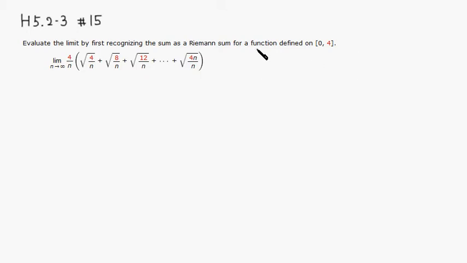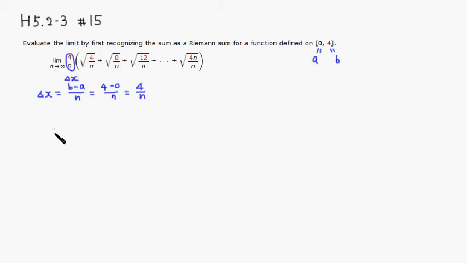Since this is a function defined on the interval from 0 to 4, a is 0 and b is 4. So if you look at delta x, which is b minus a over n, in this case b is 4, a is 0, so you can see that 4 over n is delta x. So we can see that here, this is our delta x.